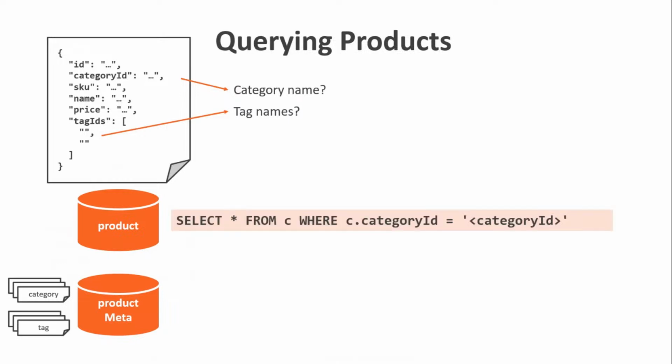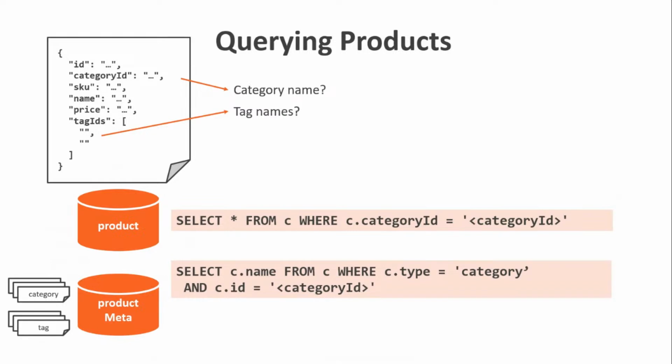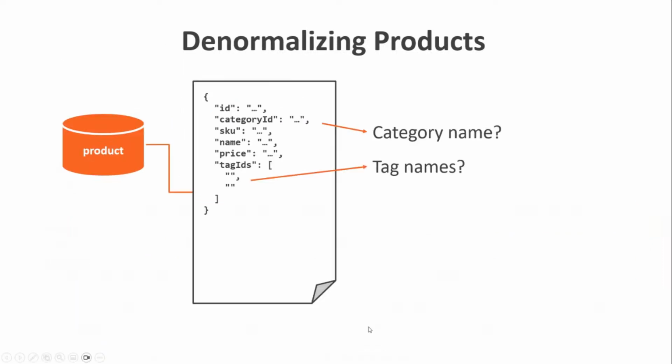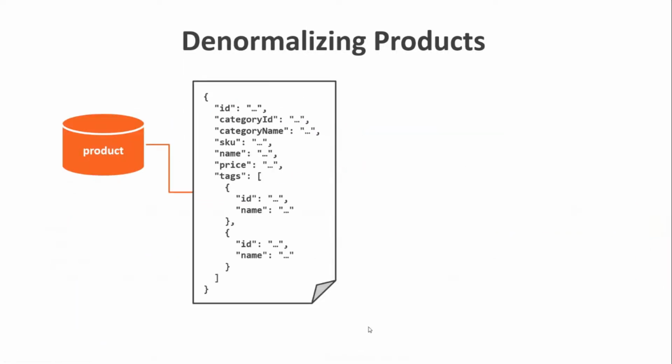Well, that means if I want to display all the products in a given category, I have to run not just this query to get all the product documents in the category, but this additional query to get the category name, and worse yet, for each document returned by the first query, this third query with the tag IDs to get the tag names for all the tag IDs. This is very painful. And so the answer, therefore, is to essentially duplicate that data.